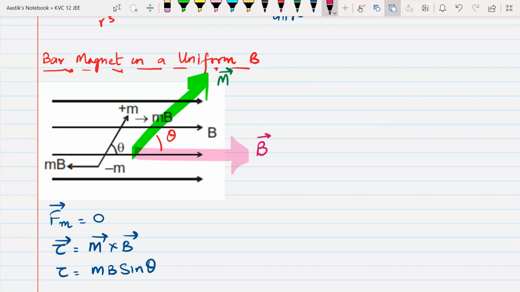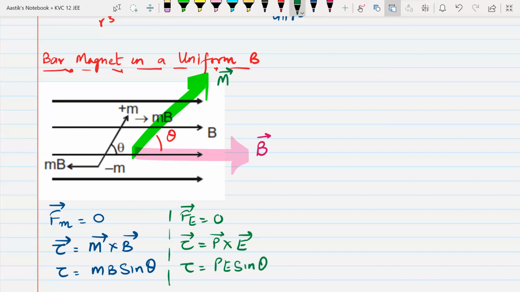Now the same thing, I will write the formula for an electric dipole in a uniform electric field. The electric force acting on the dipole would be 0. The torque acting on the dipole will be given by P cross E. The value of torque in magnitude will be given by PE sine theta. Everyone understands this? Yes, sir.